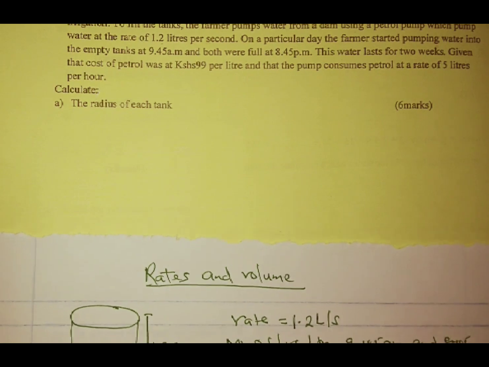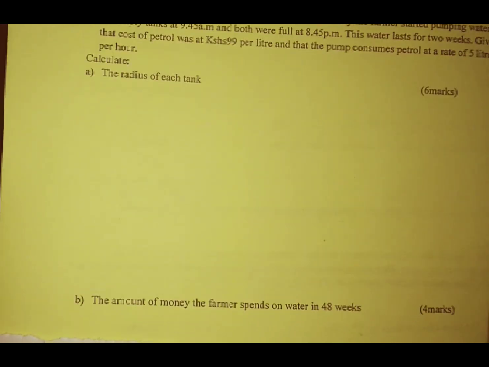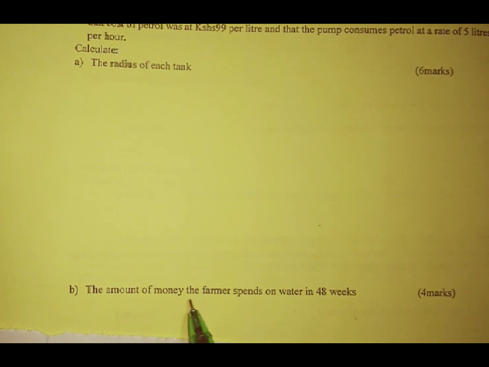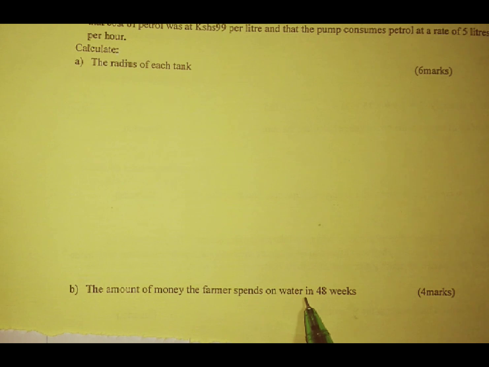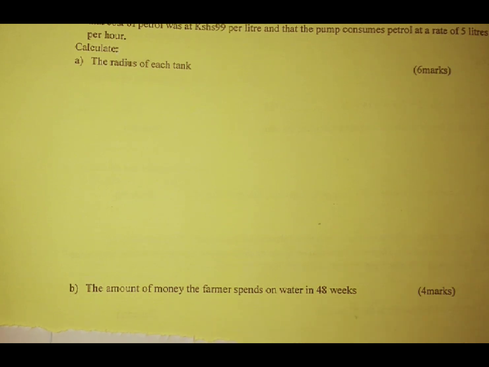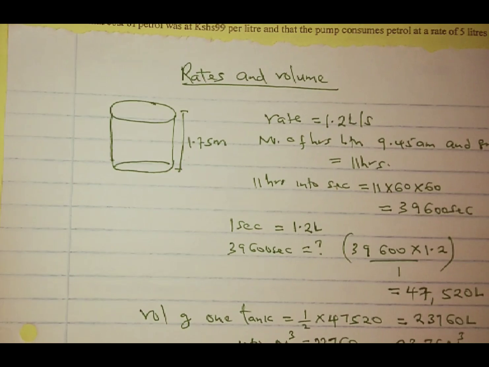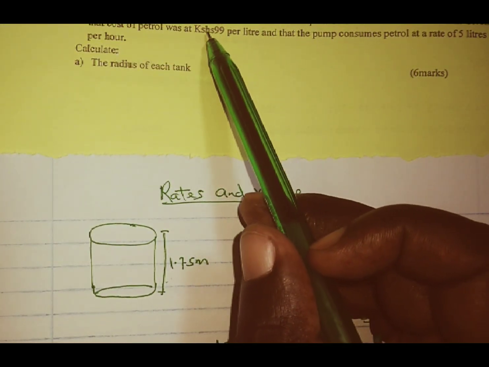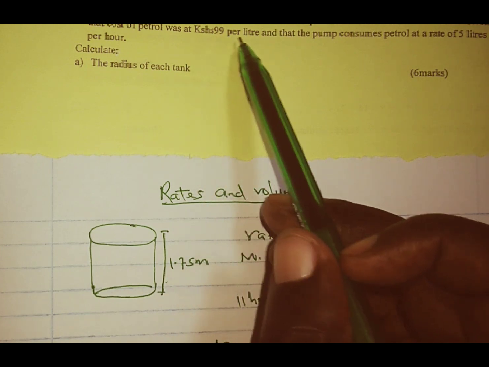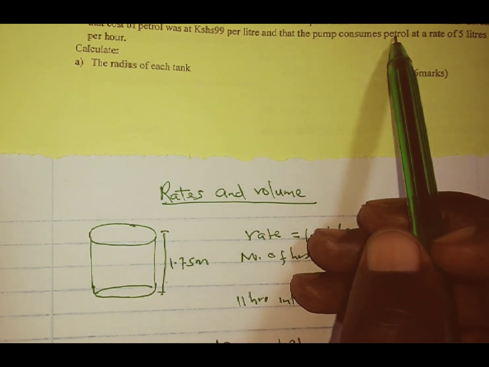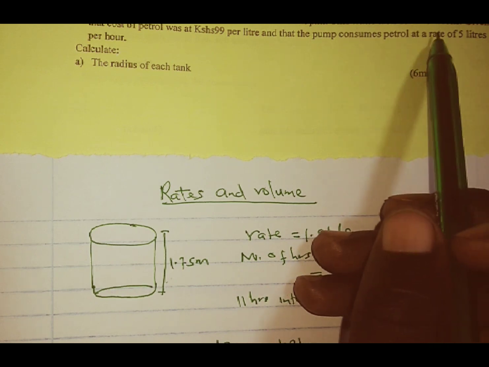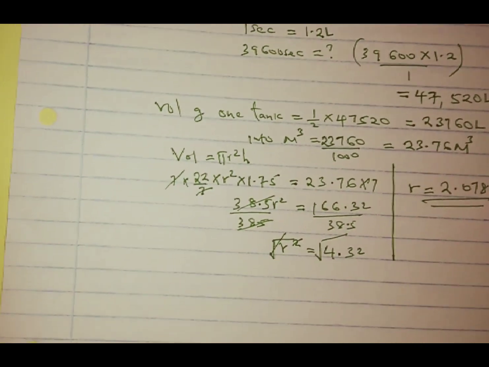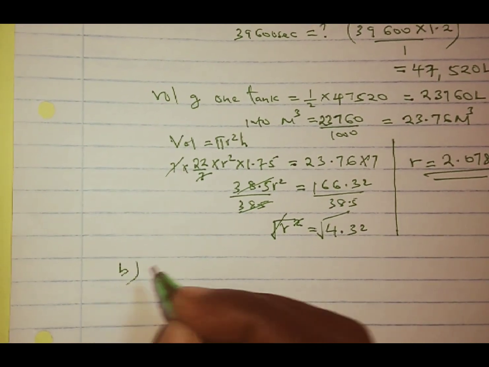We move down to part B. We are told the amount of money the farmer spends on water in 48 weeks for us to get the next 4 marks. In this case, we are told that the cost of petrol is 99 shillings per liter, and the pump consumes petrol at the rate of 5 liters per hour. For us now to get the total amount spent, that is part B of the question.